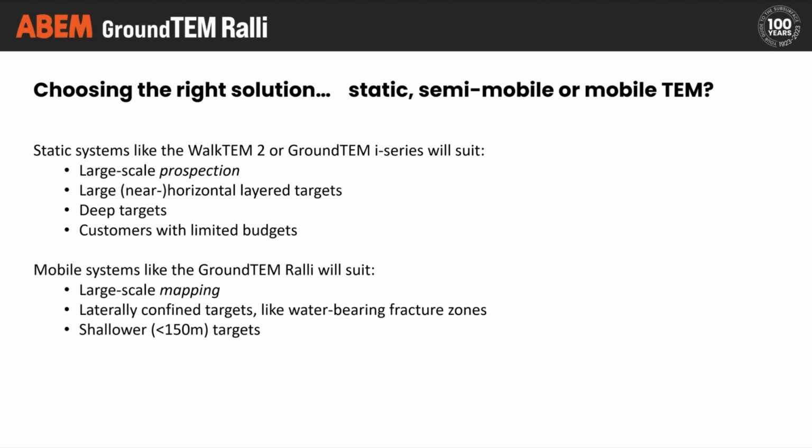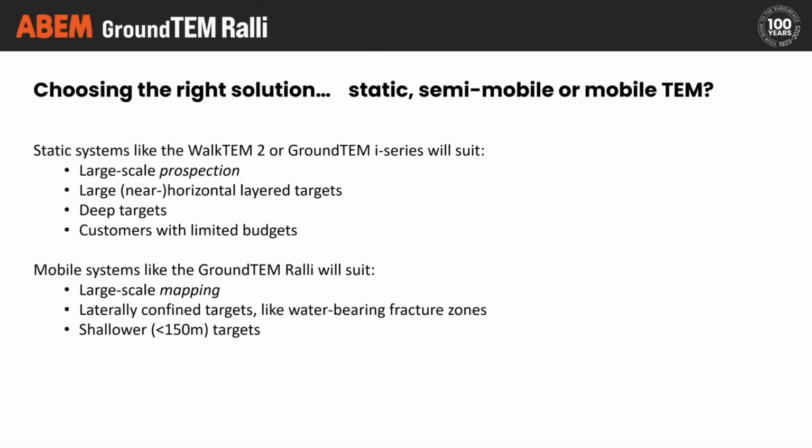Mobile systems like the Ralli, they suit large-scale mapping. So now we're looking at more detail because we're collecting much, much more data, more densely spaced data sets with our admittedly still 1D soundings much closer together. But that allows us, when we're processing, to actually take into account what is happening in those adjacent soundings and constrain our inversion and get a more reliable model with more detail from it because we have that extra volume of data available to us.